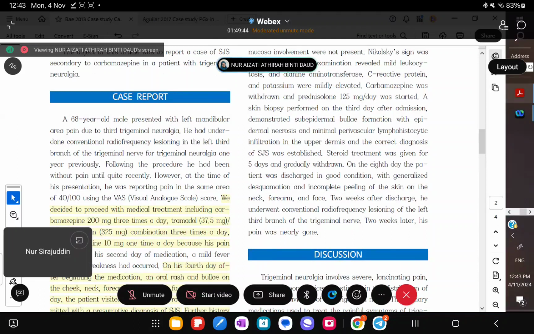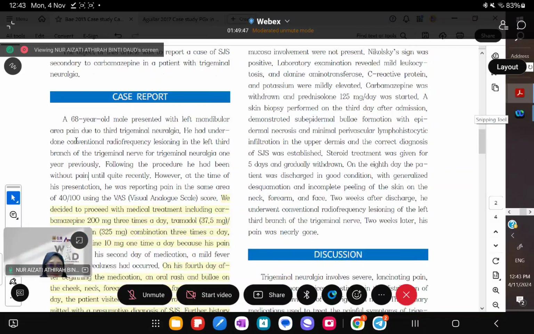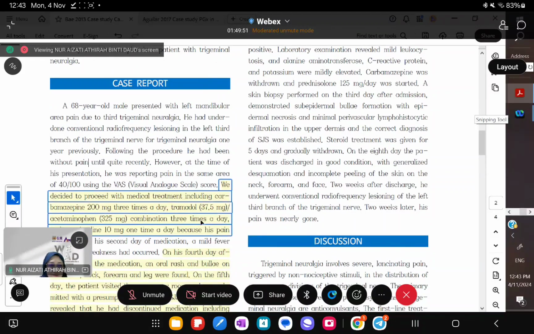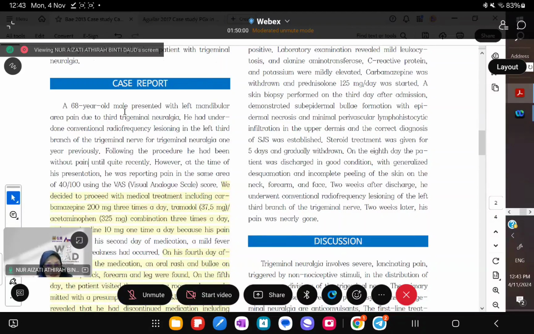Okay, alright. So this patient was treated with carbamazepine, tramadol, acetaminophen, and nortriptyline because of his pain. Carbamazepine here was indicated also for trigeminal neuralgia, so not only for epilepsy, but it is still carbamazepine, the same drug.